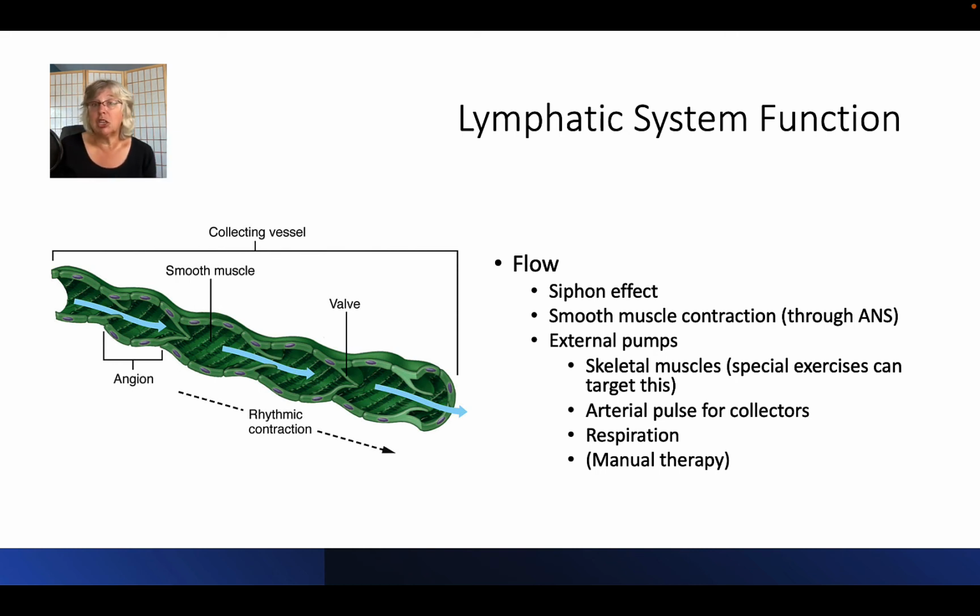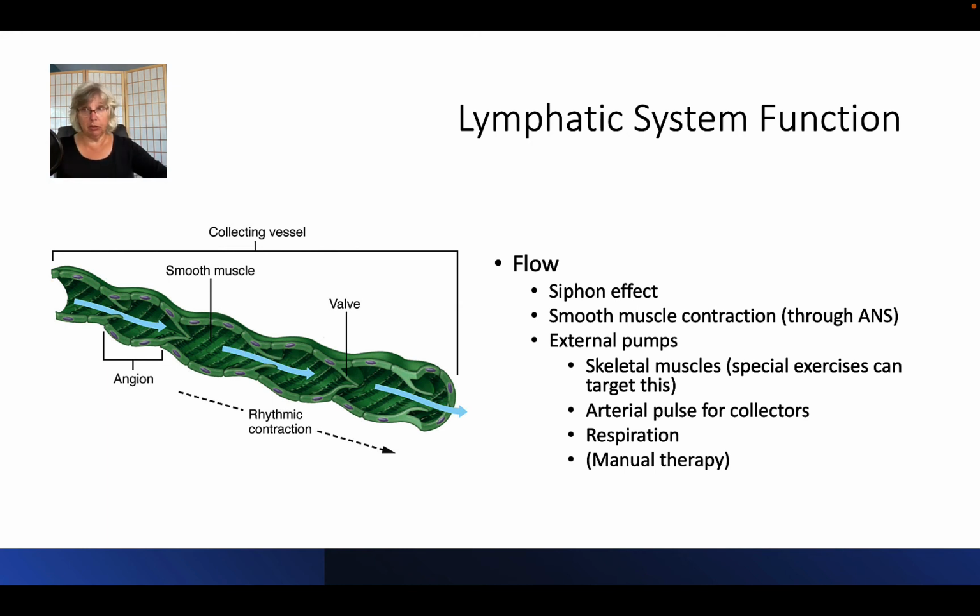And then we also have these external pumps. We have skeletal muscles that surround and squeeze on lymphatic vessels, the collectors, and even the larger ducts. And there are some special exercises that can target, for instance, movement through the cisterna chyli. You might remember earlier I talked about how the larger collector vessels run alongside arteries and may be wrapped in the same fascia. This becomes really interesting and important because when those arteries pulse, they press and pump on the collector vessels.